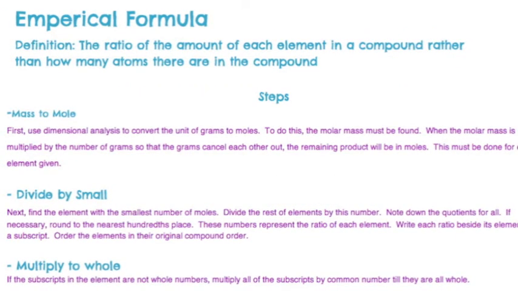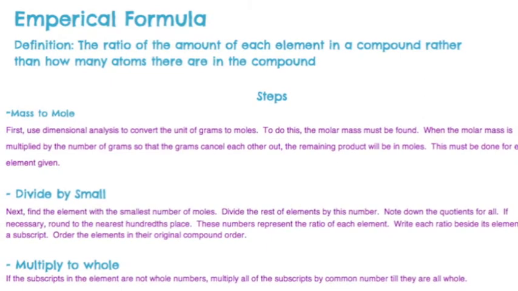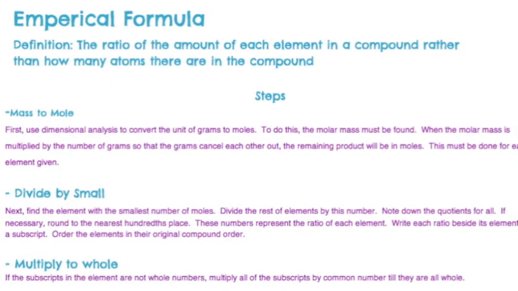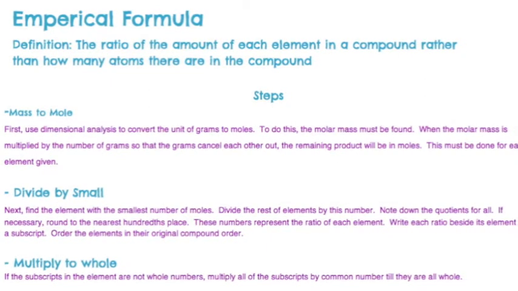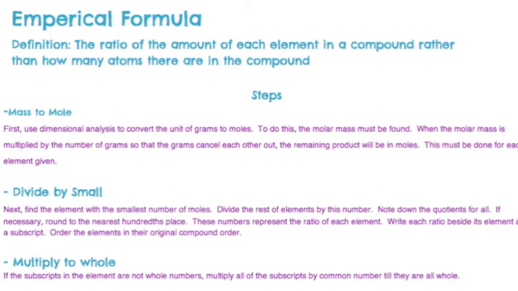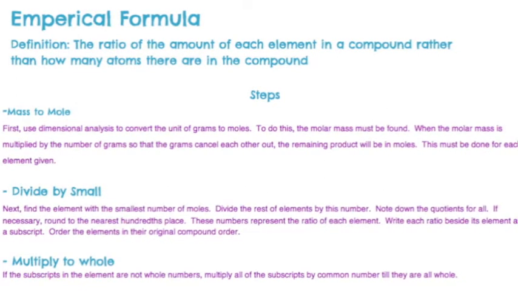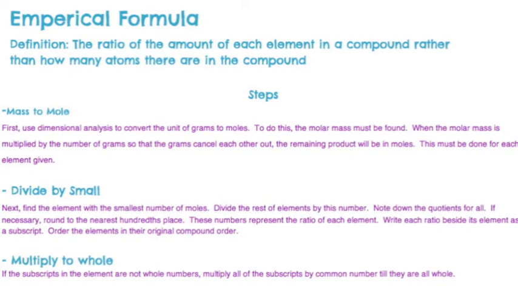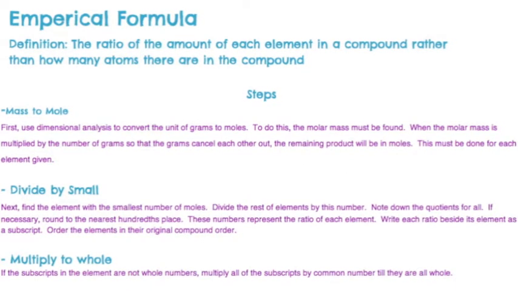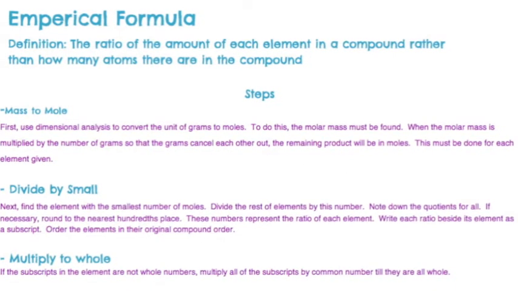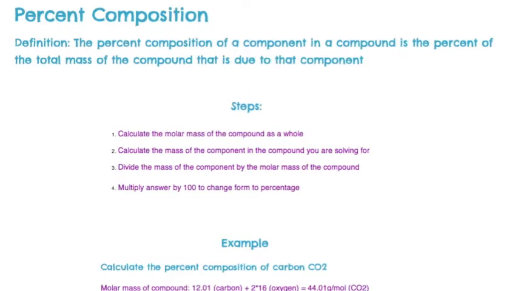So an empirical formula is the ratio of the amount of each element in a compound rather than how many atoms are actually in the compound. So here are three steps to figuring out how to write an empirical formula. First, you change from mass to mole, divide by smallest mole, and multiply to whole. If you need to read this, you can go ahead and pause the video.